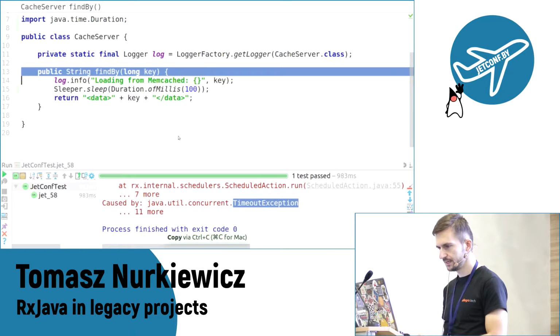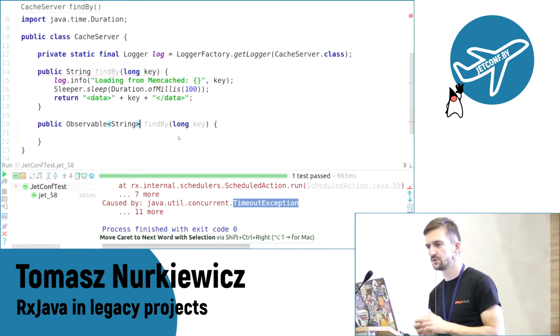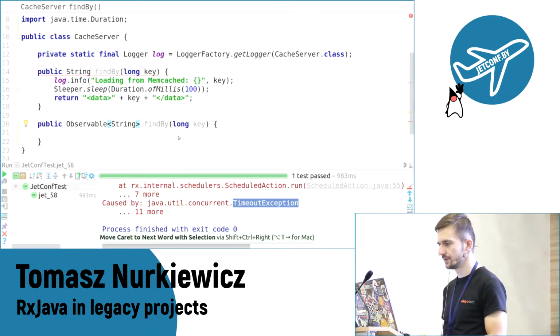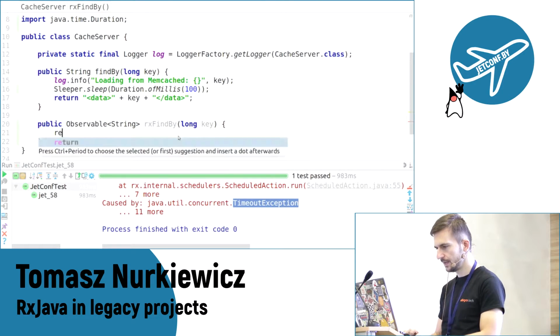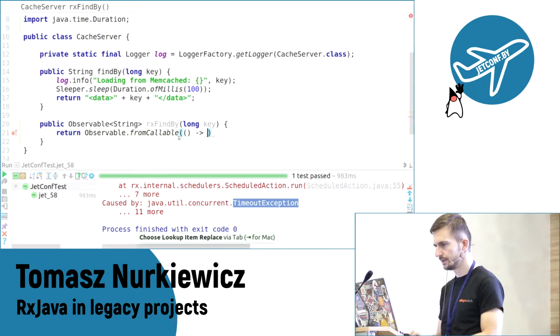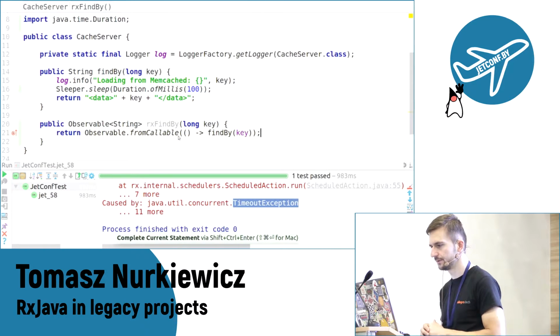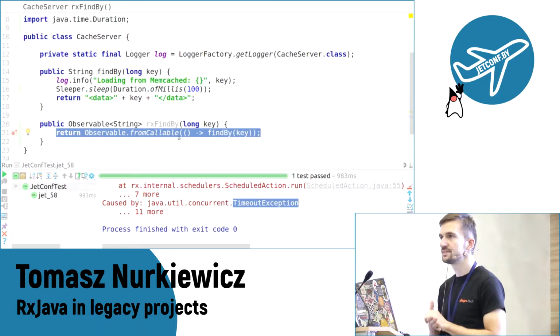And I'm going to create a second method. This time it's going to return an observable, which already means we're somehow going to make it asynchronous. Let's call it RxFindById, and the exact same pattern: observable from callable, find by key. This becomes a little bit boring, but it's really fast. So we have a second version of the cache server, and this time it uses RxJava.